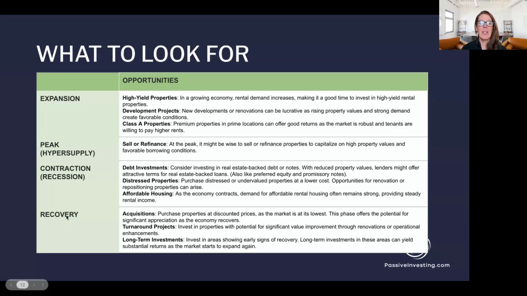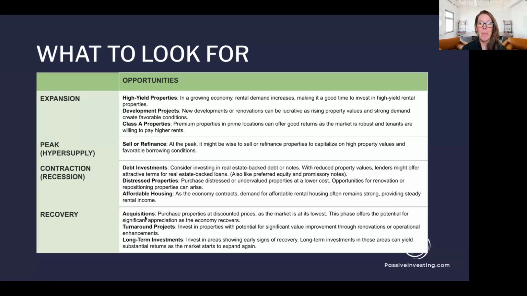Then we get into recovery. This is where, in 6 to 9 months, as these rate cuts start trickling through the economy, and if we're expecting 3 over the next 6 months, in the next year and a half, we're going to start seeing this recovery as we move into expansion.